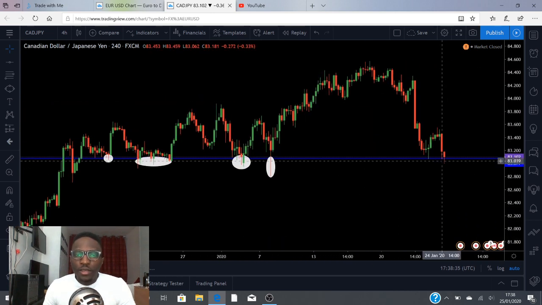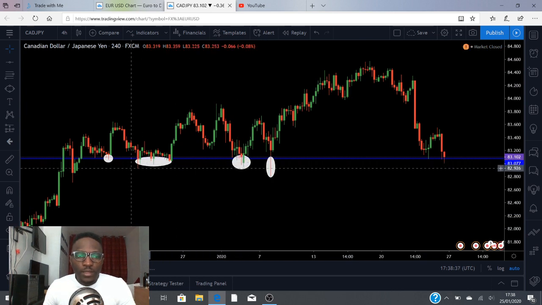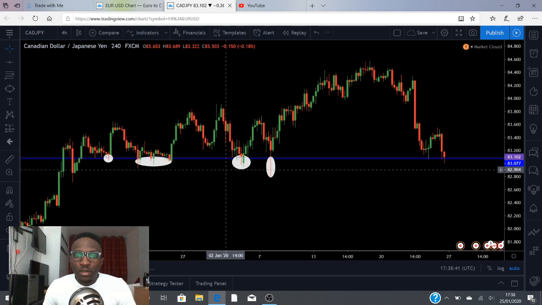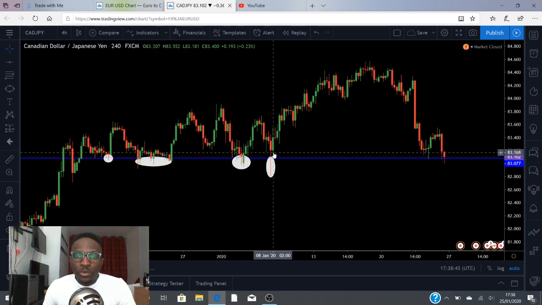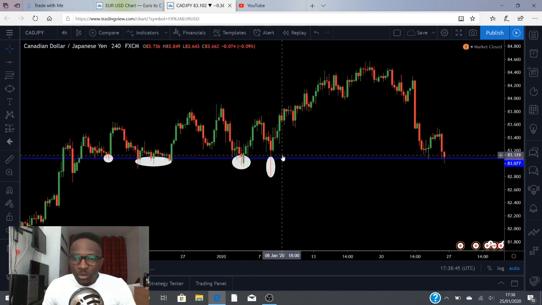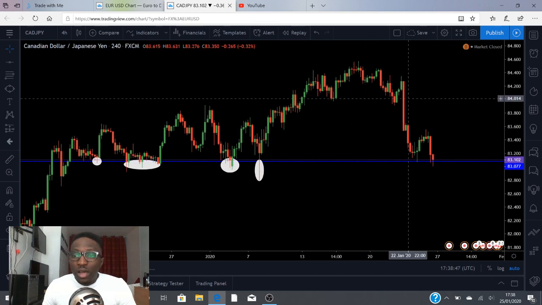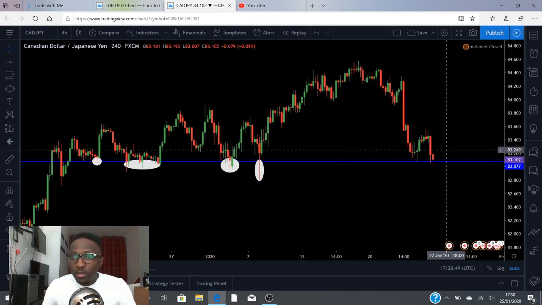So we've had our first test here, second, third, fourth, fifth, sixth, and seventh. So the market has tested this level 7 times, and each of those times we saw a response where the market couldn't break that support level. So what started off as a simple pattern on a 5-minute time frame has turned into a potentially good trading opportunity on a higher time frame.